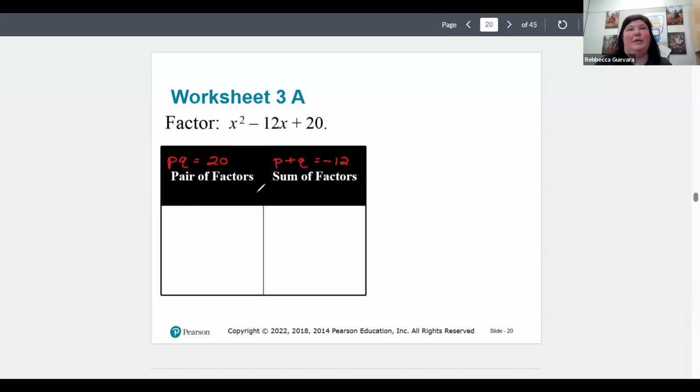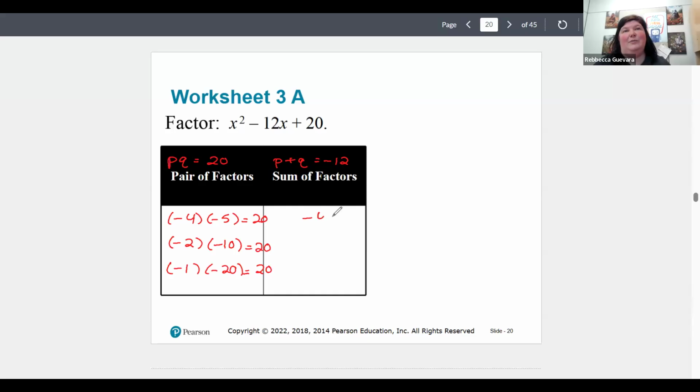It's not worth looking at positive pairs because we know we have to add them to something that's negative. So what would probably be best to try out would be negatives. You probably want to start with negative 4 and negative 5, negative 2 and negative 10, negative 1 and negative 20. These are the ones we'd want to start with because we know the product's going to be positive and we know the sum would have to be negative. Either case, all these will give me a positive 20 because they're 2 negative factors.